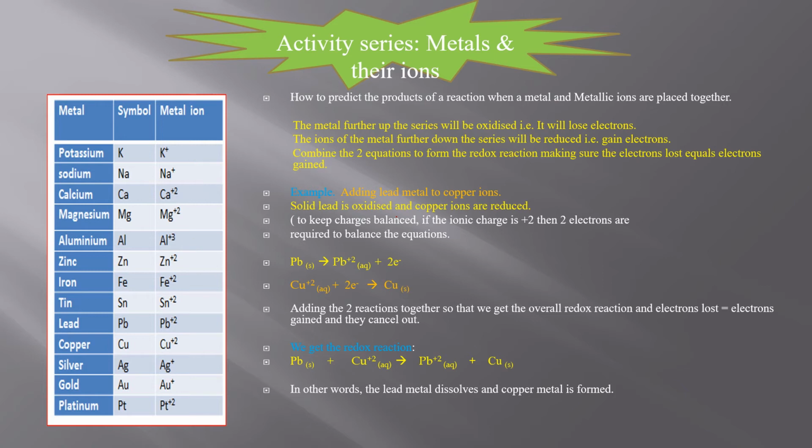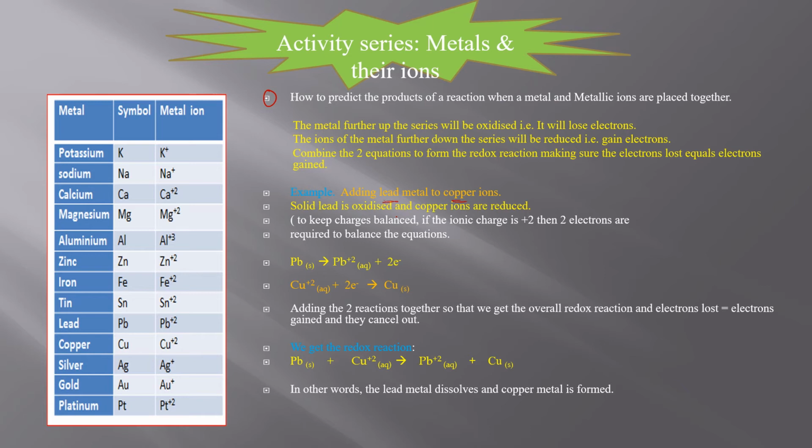Okay, so how do we predict the product of a reaction when a metal and metallic ions are placed together? The metal further up the series will be oxidized, i.e. it will lose electrons. The ions of the metal further down will be reduced. They will gain the electrons, and we combine the two together. So here's an example. We're adding lead and copper.